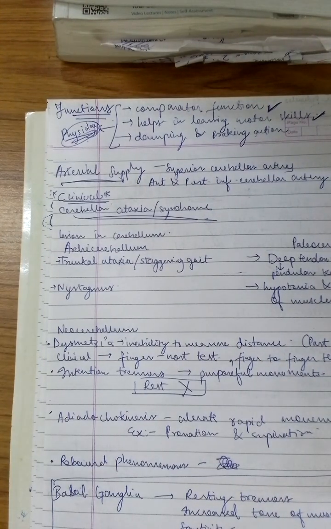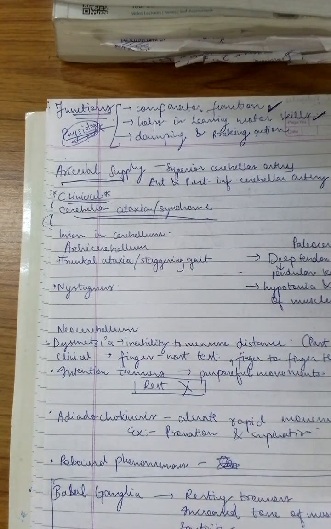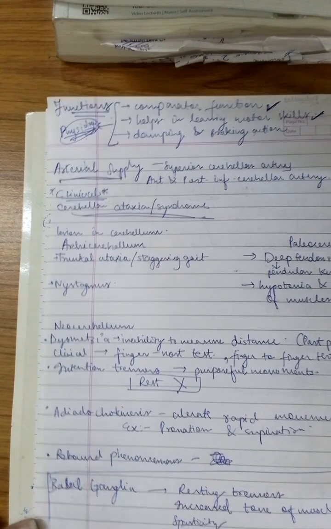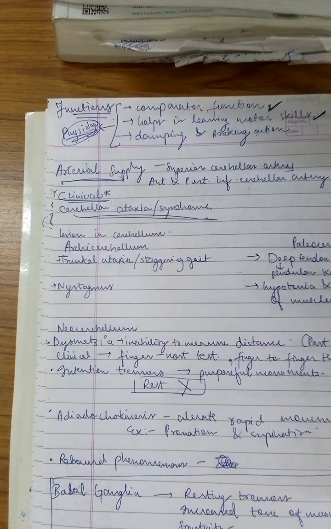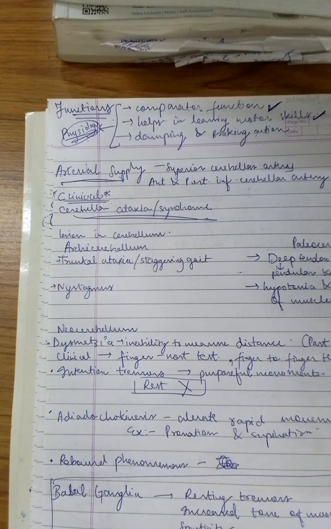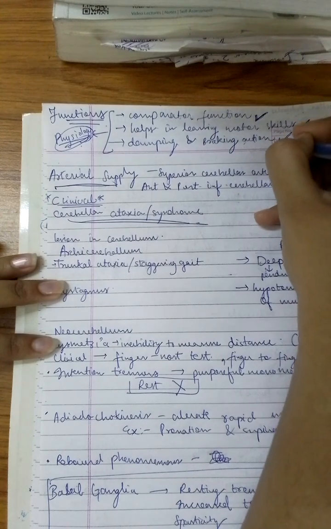So after some time, subconsciously we stop our hand from hitting our face. That subconscious movement that we do is called the rebound phenomenon. If the person is unable to do it, it is called rebound phenomenon. If the person is able to do it, that means his cerebellum is normal. That beautiful subconscious stopping of our hands is by the cerebellum. That is the damping and braking action of the cerebellum.